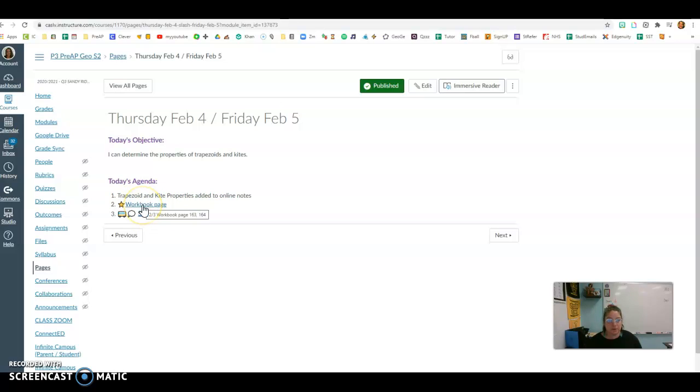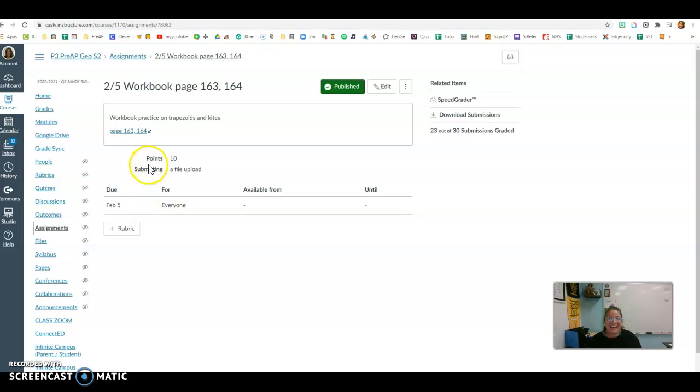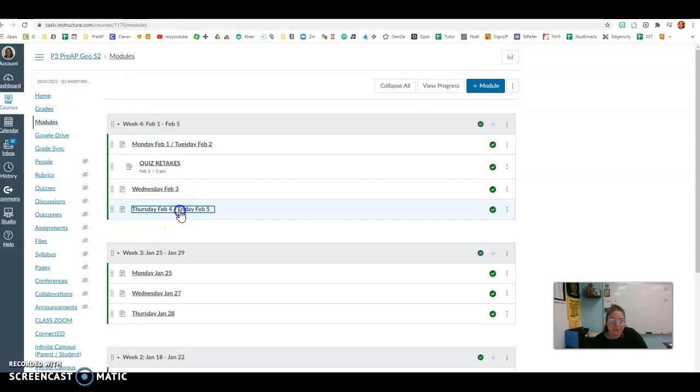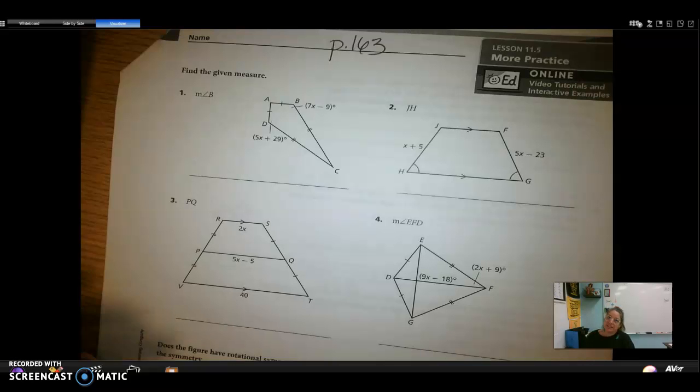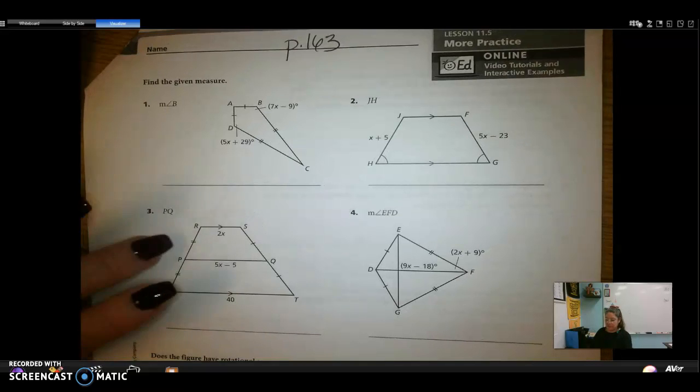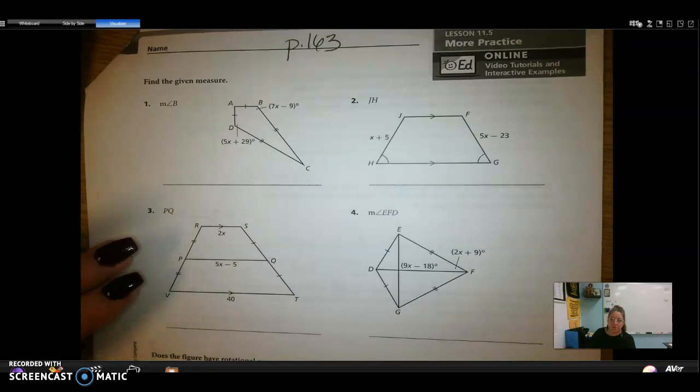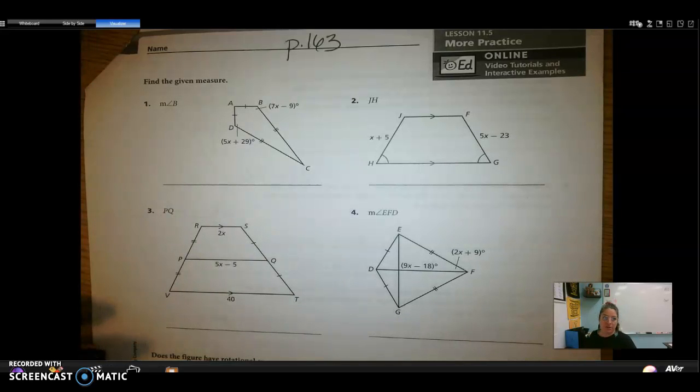If you click on the workbook page, this is why you should hesitate to just look at your to-do list or the calendar: the due date originally was for 2/3. In your modules, it might say 2/3. See how when I hover over it, it says 2/3 instead of 2/5? So be super careful about that. But let's go find workbook page 163. I'm going to help you get started with page 163. I definitely want to go over number 3, that mid-segment problem, and help you get some of them started.